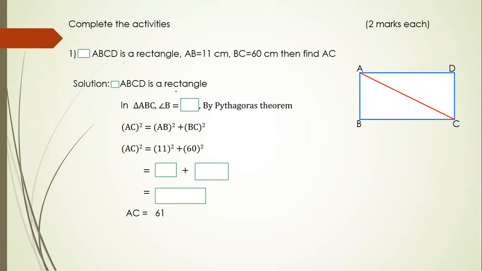Quadrilateral ABCD is a rectangle. We can see in the figure also here we have a rectangle and the name is A, B, C, D. In triangle ABC, where is triangle ABC? Triangle ABC is here. A, B, C. Okay. Angle B equal to. Now you have to write what is the measure of angle B over here. So since this is a rectangle, we know that each angle of a rectangle is of 90 degree. So angle B is 90 degree. So here in this box, we will write 90 degree.